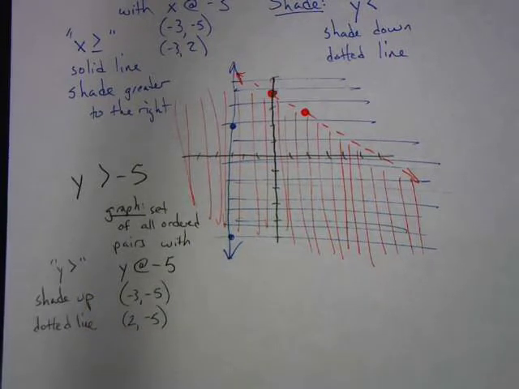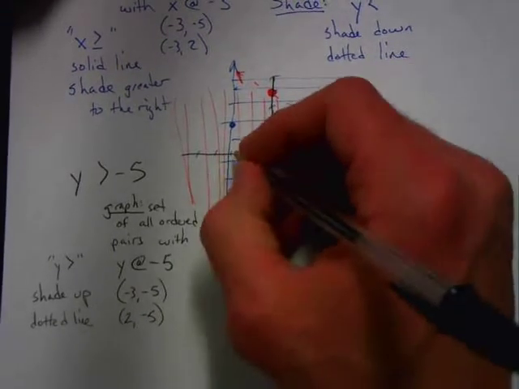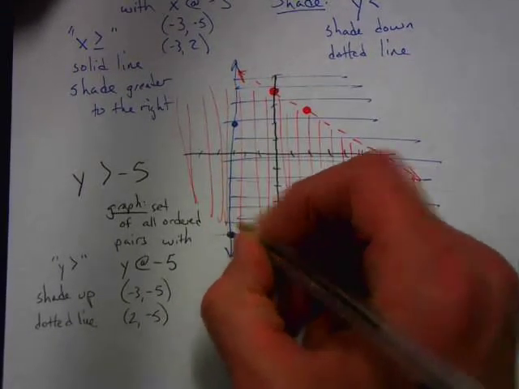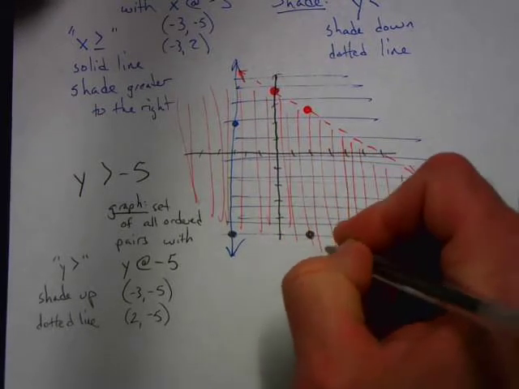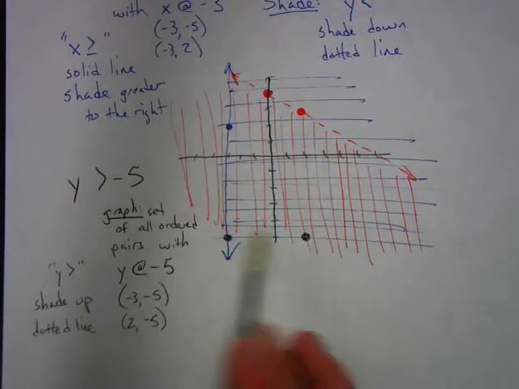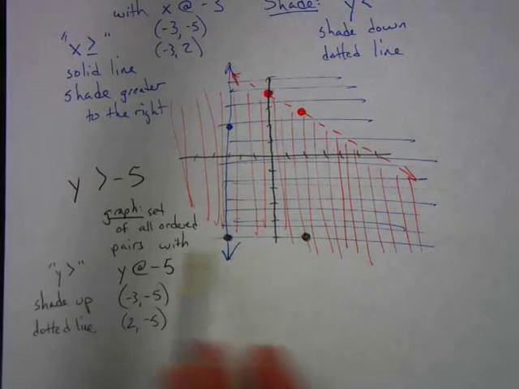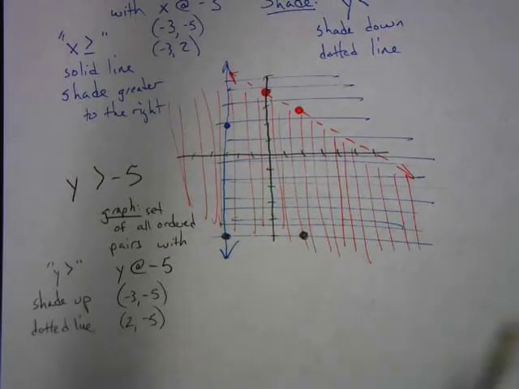So we're going to sketch our graph. We have the two ordered pairs, (-3, -5). Here's negative 3, negative 5. Okay, so we already graphed that one. What about 2, negative 5? That's down here, right? So we have 2, negative 5, and we have our two points that are there. We can pick any, it doesn't matter which. You're going to see a horizontal line emerging.